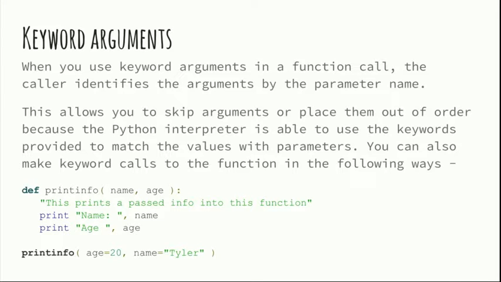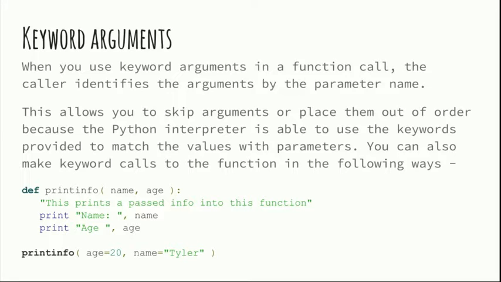Now, keyword arguments. When you use keyword arguments in a function call, the caller identifies the argument by the parameter name. This allows you to skip the arguments or place them out of order, because the Python interpreter is able to use the keyword provided to match the value with the parameter. You can also make keyword calls to the function in the following ways.